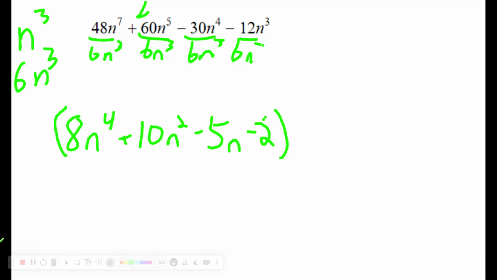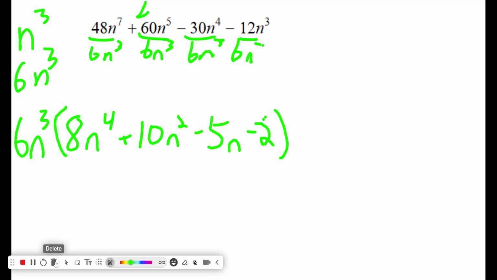So, if we have taken out the greatest common factor of this polynomial, we should be left with 8n to the 4th plus 10n squared minus 5n minus 2. Remember that this 6n cubed is still a part of it. It doesn't go away. We've just factored it out of this polynomial. Are all of these prime in here? 8, 10, negative 5, and negative 2? Yeah, we can't simplify that any more from there.